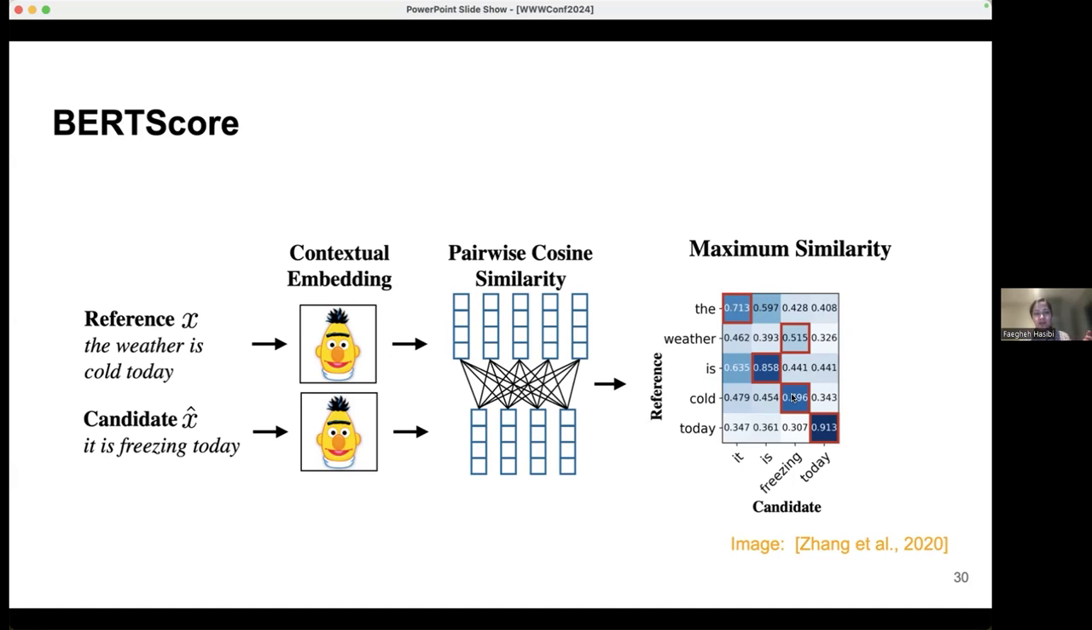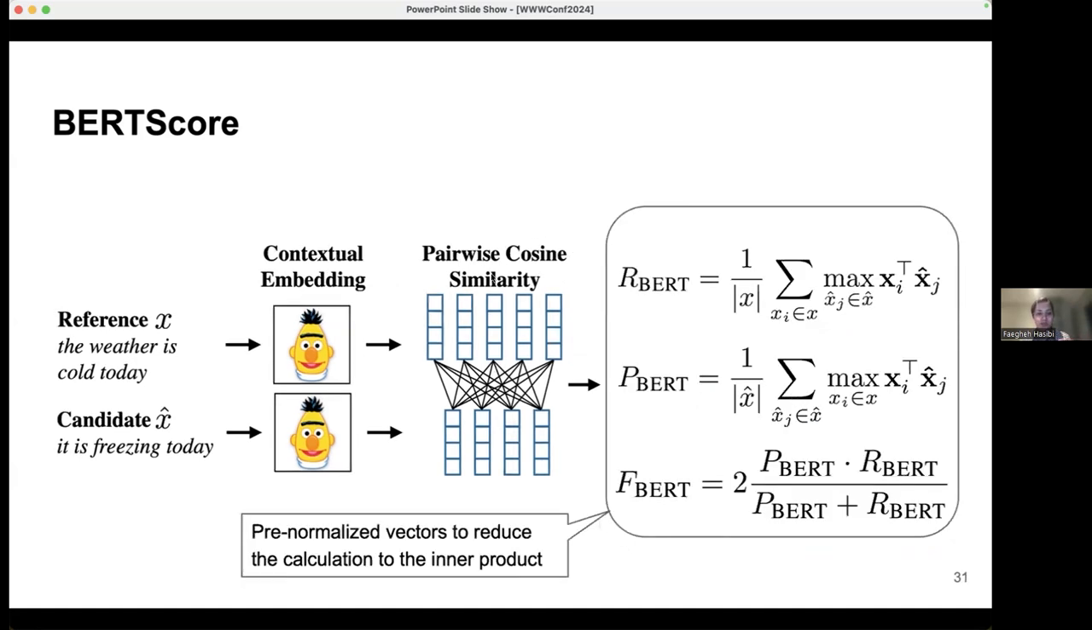In the actual implementation of BERTScore, they don't actually implement cosine similarity, but they use pre-normalized vectors to reduce the computation to an inner product. So basically it becomes a matrix multiplication operation. Based on that, we compute a recall, where for every token in the reference sentence, we compute the similarity to all the tokens in the candidate sentence, and for precision, we match every token of the candidate sentence to all tokens of the reference sentence, and then based on that, we compute an F score, right?